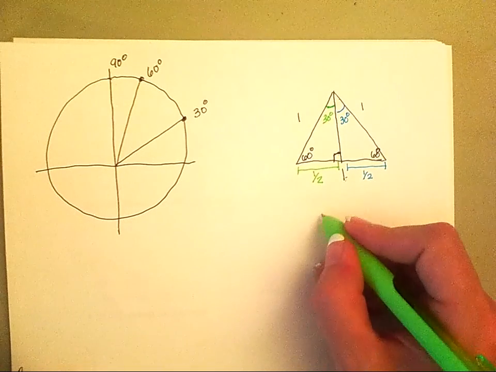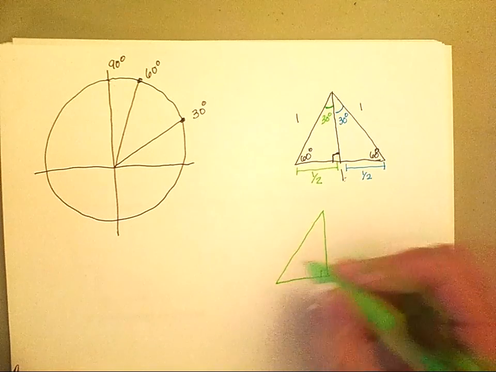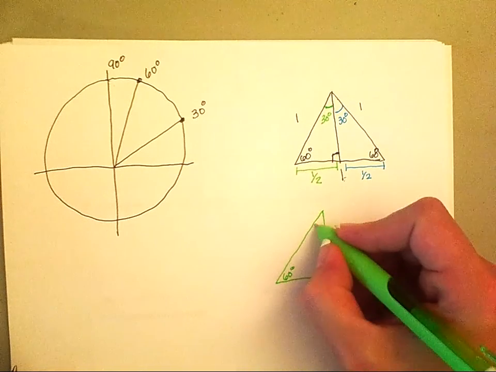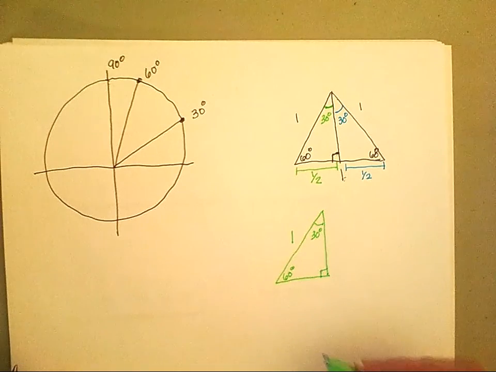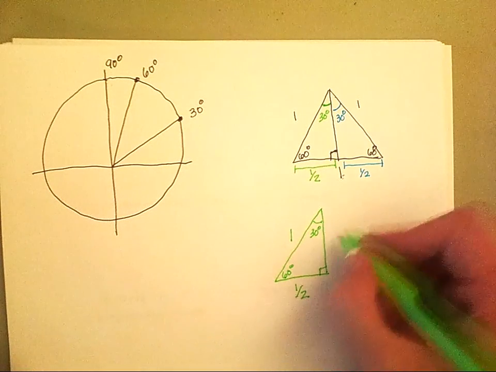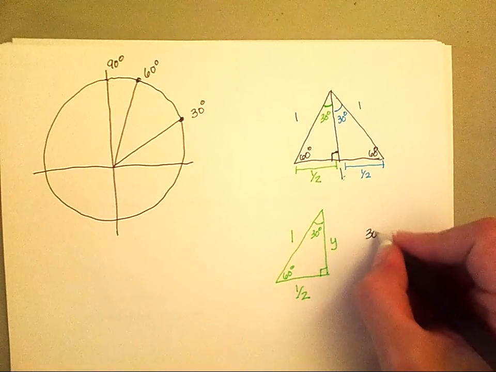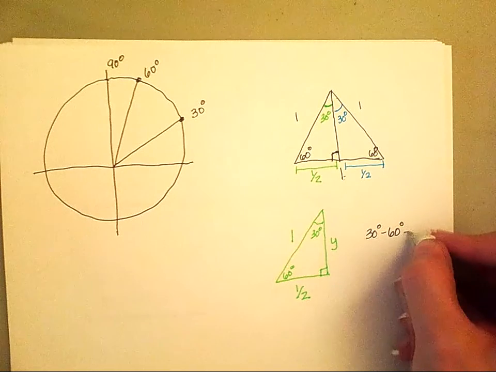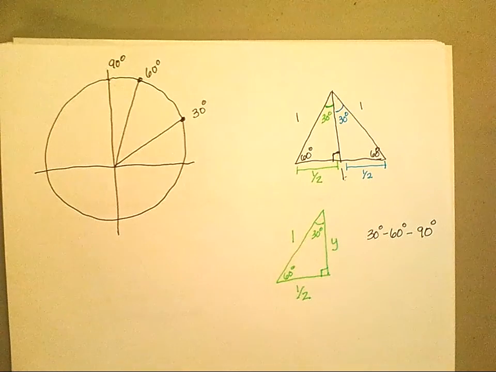So if I look at just one of these, let's just pull out the green one. This is 60 degrees. This is 30 degrees. We know the length of this side is 1, and this side is 1/2. And we're just not sure what this side is, the length of this side. But we can solve it. Okay. This is known as a 30, 60, 90 degree triangle.